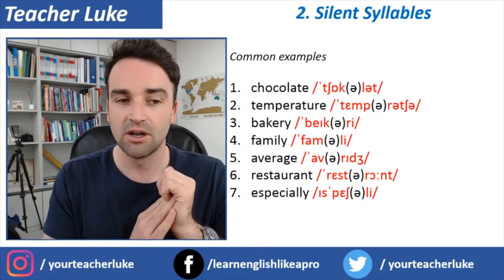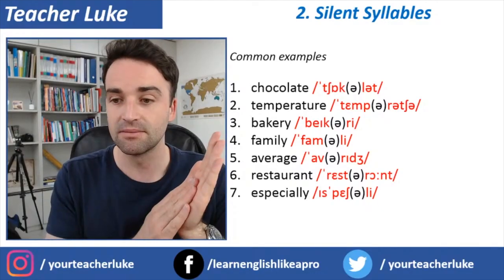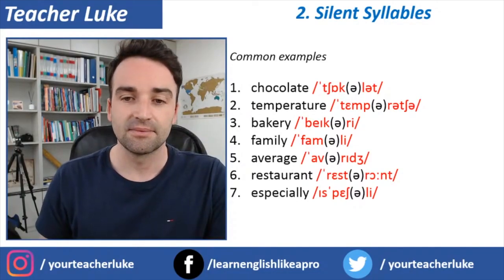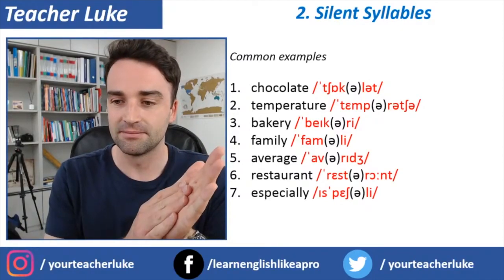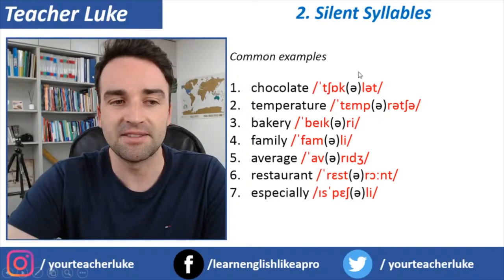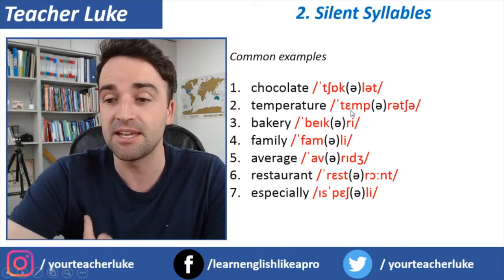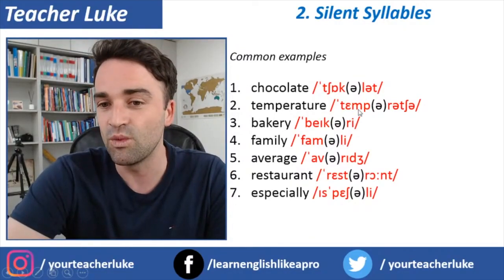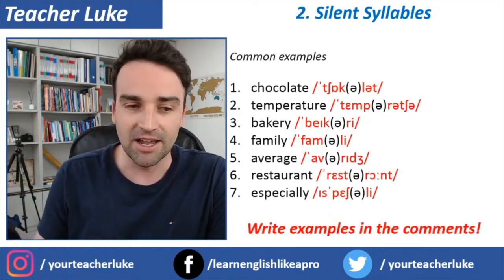Number six. Restaurant. Two syllables. And number seven. Especially. So guys, remember that this silent syllable always takes the schwa, and sometimes it can be pronounced if you're speaking slower, but oftentimes when you're speaking quickly, you'll hear this without the schwa sound, so it becomes a silent syllable. Okay, there are many examples of these.